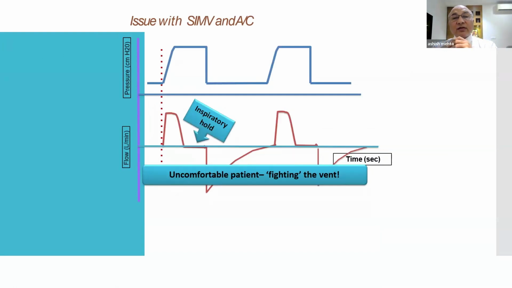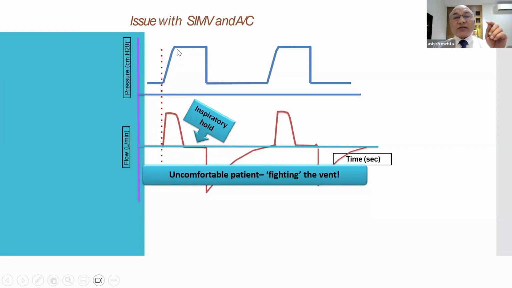There is one problem with SIMV and assist control. The second problem is that you can see here a positive pressure breath is happening. The moment the mechanical breath is started, the flow is getting into the lung and the pressure is building up. The moment the desired pressure is reached, that is your PIP or pressure limit, further flow is not given to the baby, and the flow is decelerating.